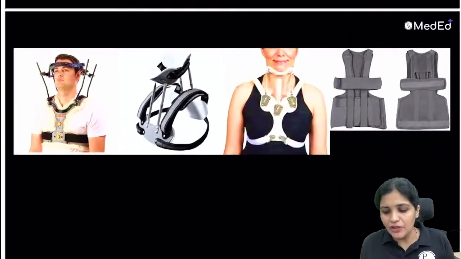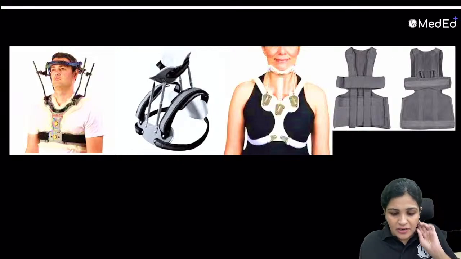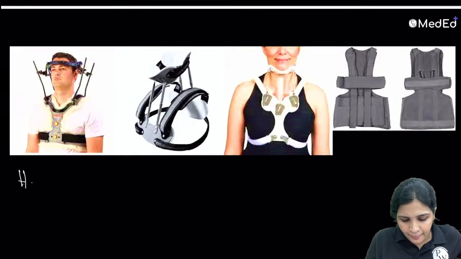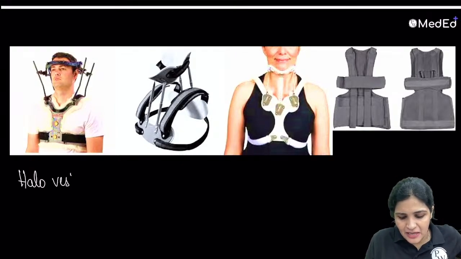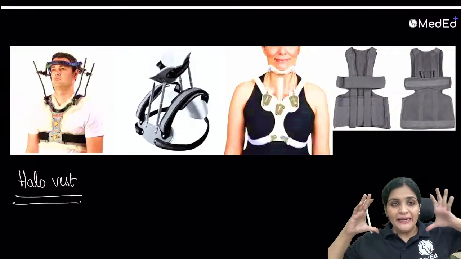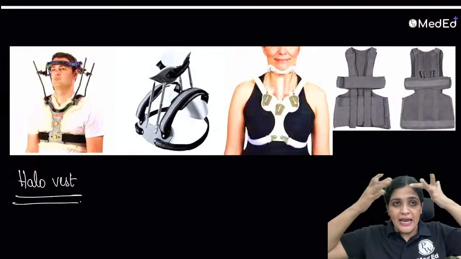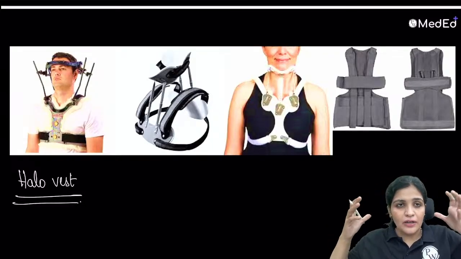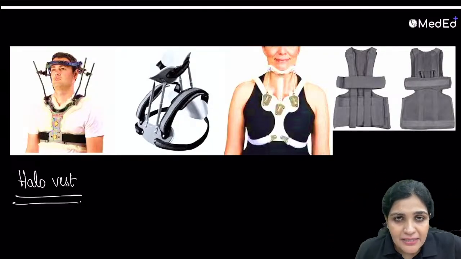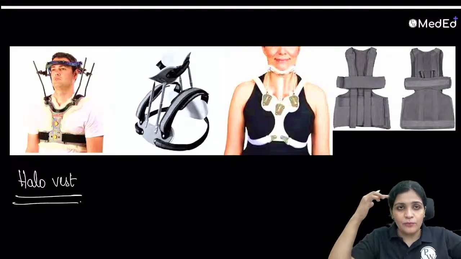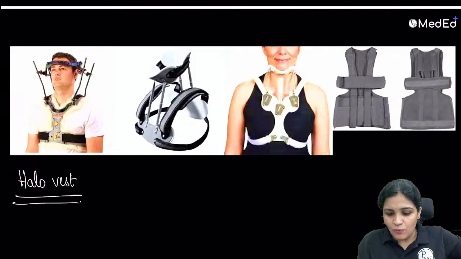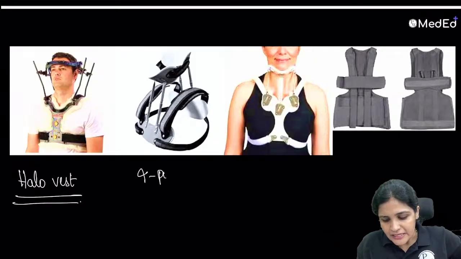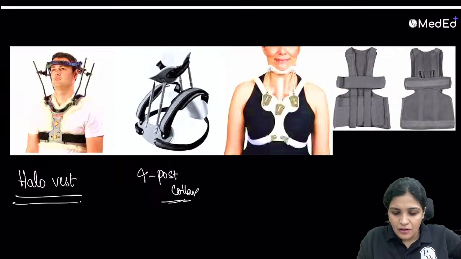And then these are some of the orthotics which they can ask you. So what is the first one? Just identify, that's it. This is halo vest. The cervical is completely enclosed and there are pins attached to the head here. Just remember there is a head ring with the pins, that is halo vest. Then what is this? This is 4-post collar. You can see there are 4 posts here: 1, 2, 3, 4.